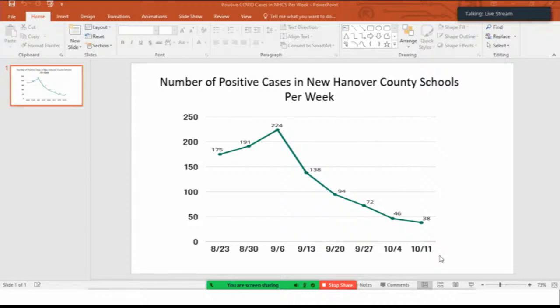I will share with you, I checked the state positivity rate before I came up, for New Hanover County, and as of 5 o'clock this afternoon, New Hanover County is sitting at 4.9%, which is like a stand up and clap kind of thing. So I'm excited about that. We want to hold the line on that. So any questions just about that data?